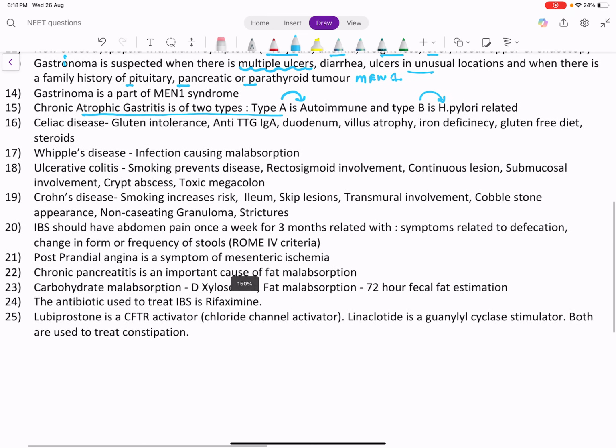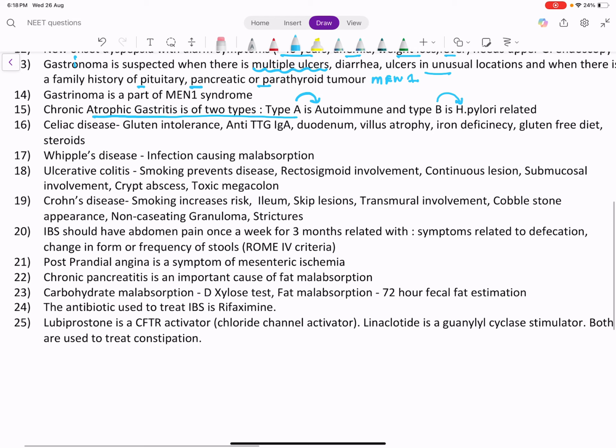Small intestinal diseases cause diarrhea and malabsorption. One important disease to remember in malabsorption is celiac disease. So the key terms to remember here is there is gluten intolerance. The antibody which is seen is anti-tissue transglutaminase IgA. It involves the duodenum. Why is this word duodenum important? Duodenum is the site of iron absorption. So in celiac disease, there will be iron deficiency. If you do a biopsy, there will be villous atrophy. So duodenum, villous atrophy causing iron deficiency.